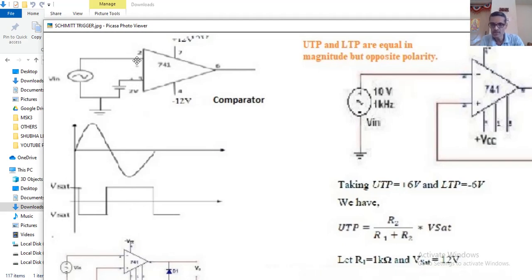When the input voltage given here is more than the reference voltage, it goes to minus Vsat. If it is below the reference voltage, that is, if the positive voltage is more than the negative voltage, it is plus Vsat. If the positive voltage is less than the negative voltage, it is minus Vsat. That's what actually happens in the comparator. We're comparing two voltages, and based on that we get saturation voltages.